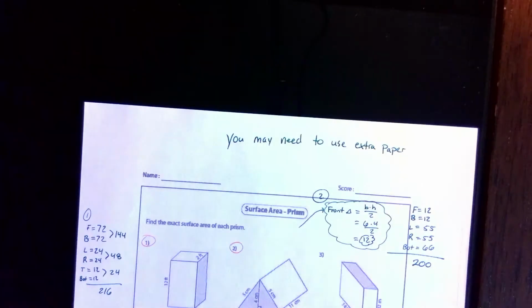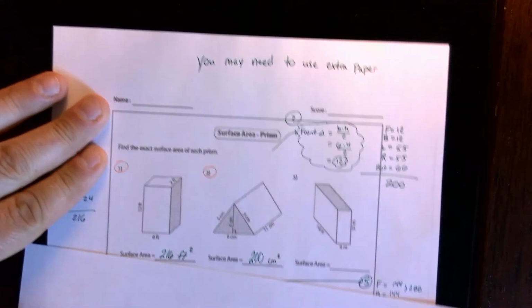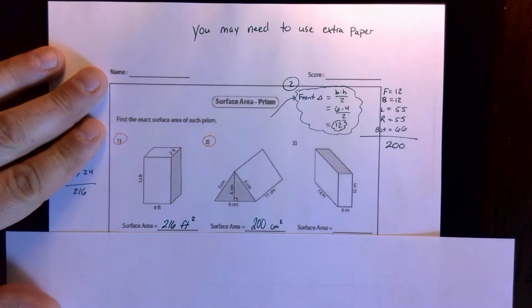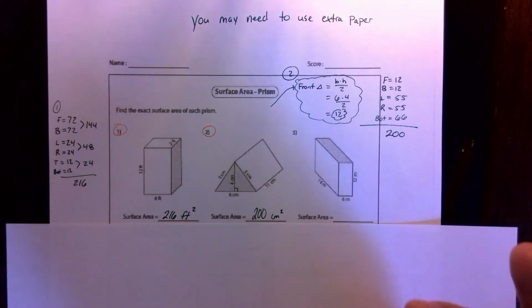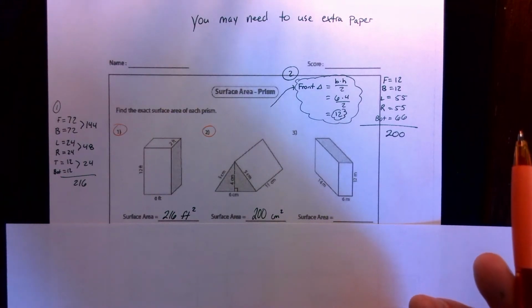So let's take a look at your problems from page 13. I have the answers kind of done out for you here. So we'll take it a row at a time. So anytime you have a prism, I think the easiest way to find the area is to find the area of all the faces and then add them up.